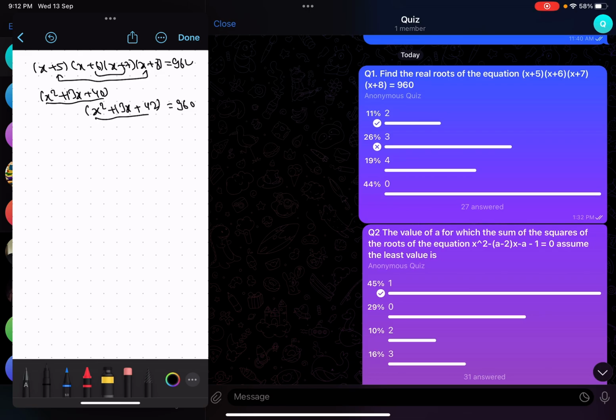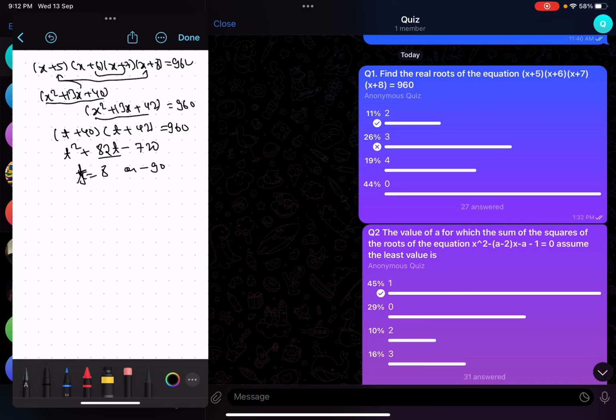Now suppose that x square plus 13x is t. So we have (t plus 40)(t plus 42) equal to 960. Now again multiply this, you will get t square plus 82t plus 1680, and bring 960 this side, so you will get 720. Now you can easily solve this, 90 and 8, so t equal to 8 or minus 90. Okay, this much is done.